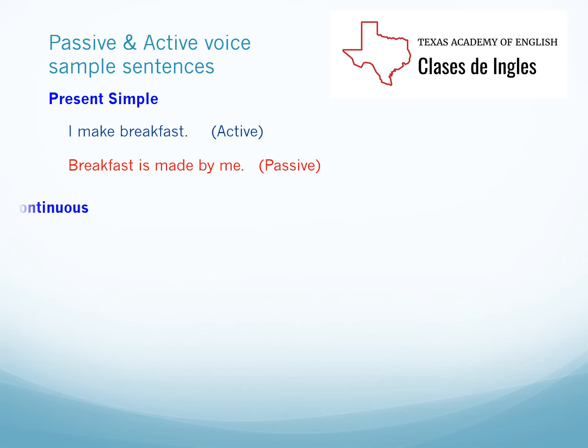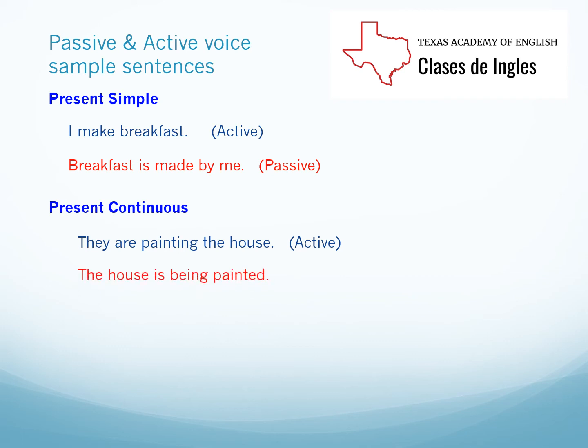In the present continuous form of the tense, we can say they are painting the house. That again is the active voice. The passive voice in the same sentence reads, the house is being painted, and that would be the passive voice.